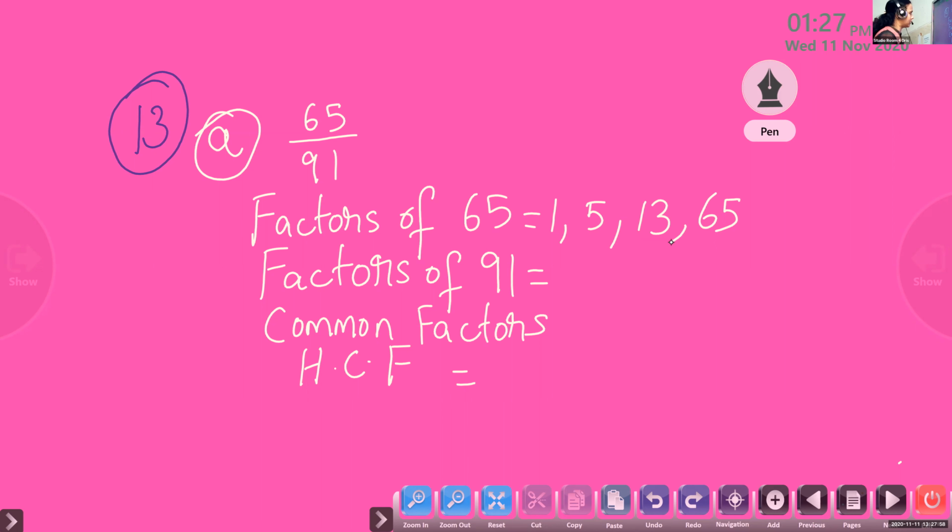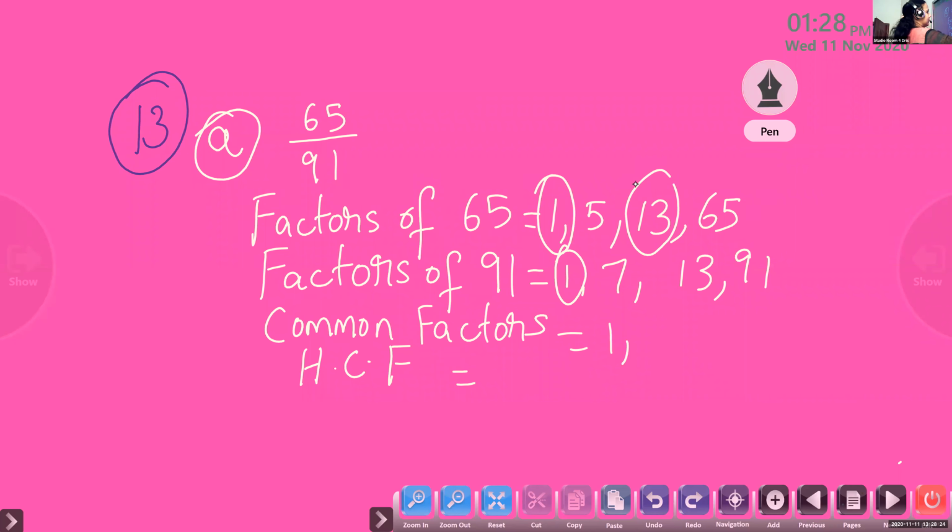And what are the factors of 91? 1, 7, 13, and 91. Then 7 and 13. Very good. Now we can write the common factors. What are the common factors here? 1 and 13. From here, which is the highest common factor?